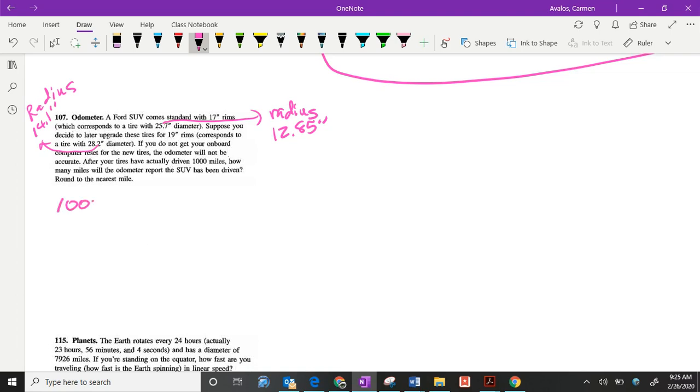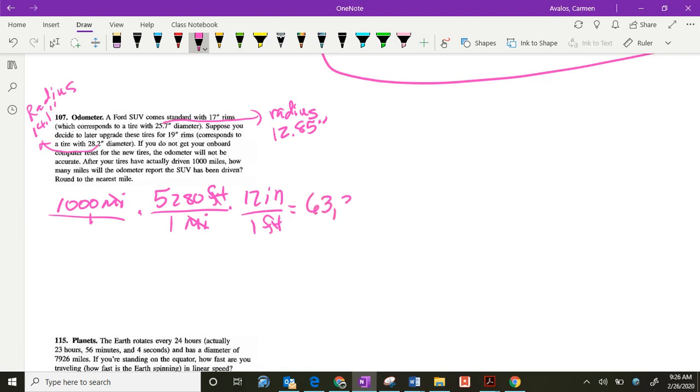So we're doing the 1,000 miles over 1, and then it's going to be 5280 feet in 1 mile. And then it's going to be 12 inches in 1 foot. And so the feet cancel, the miles cancel. And so we are going to get that this is going to be 63.36 million inches. So that's how many inches are in 1,000 miles. So again, this is not a rate. So we're going to use this theta. And this is going to be of the 17.